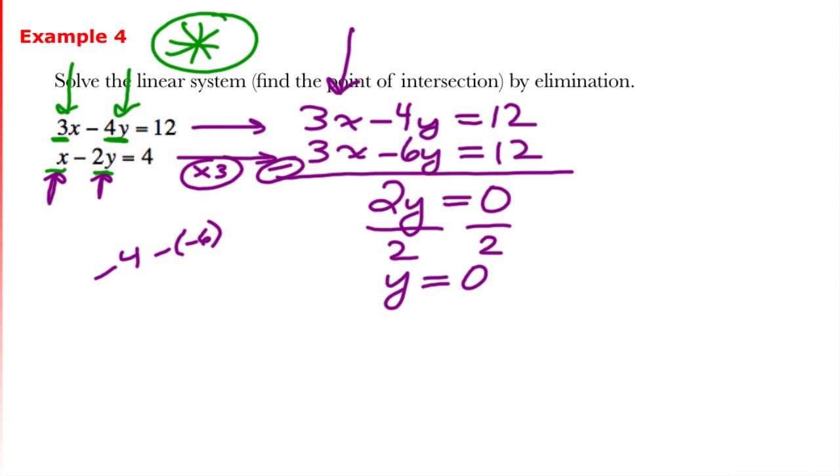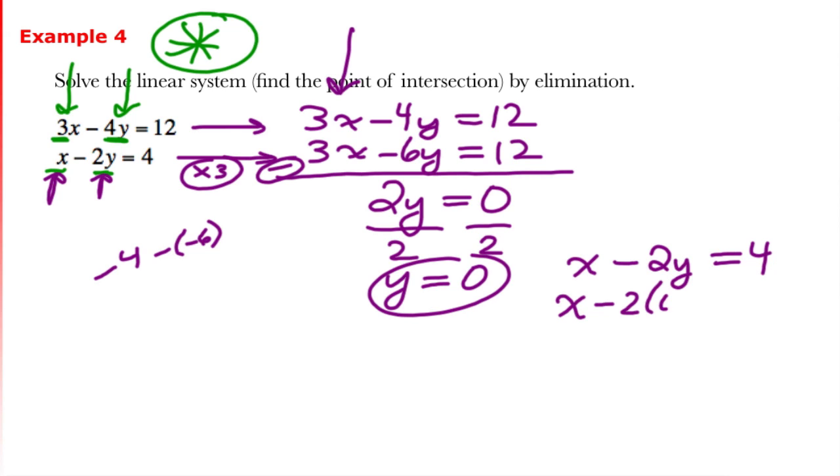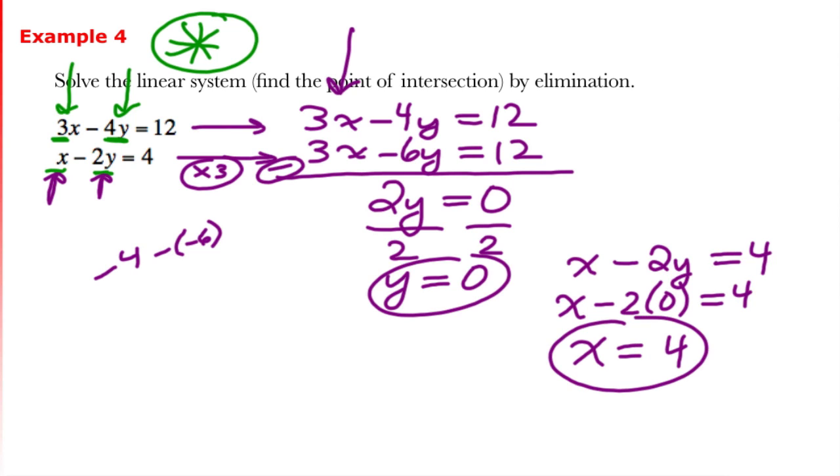Now what we would do is sub that back in, so it turns into substitution. You can pick the first or the second equation. I kind of think the second equation looks easier. The numbers are smaller. So I'm going to sub y equals 0 into the second equation. And when I do, I get x equals 4. So therefore, the solution is (4, 0).